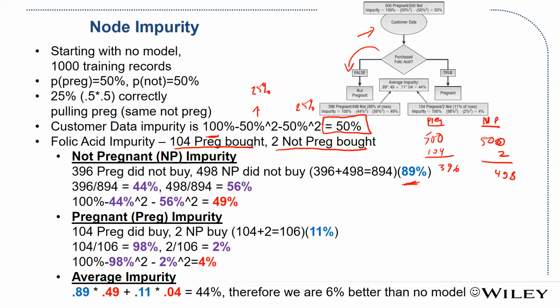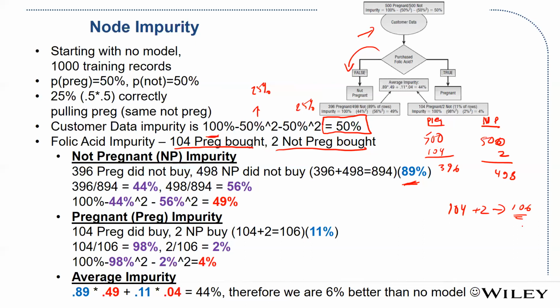We just went through this guy over here. Now let's go look at the pregnant side. Of the pregnant side, how many of the pregnant persons purchased the folic acid? So we said 104. So over here we're going to do 104. And then we said 2 not pregnant bought folic acid. So that's going to give us plus 2. So this model is essentially going to say you have 106 pregnant.